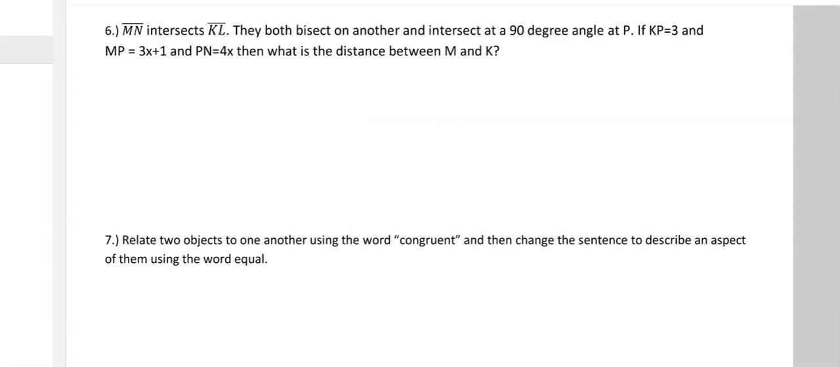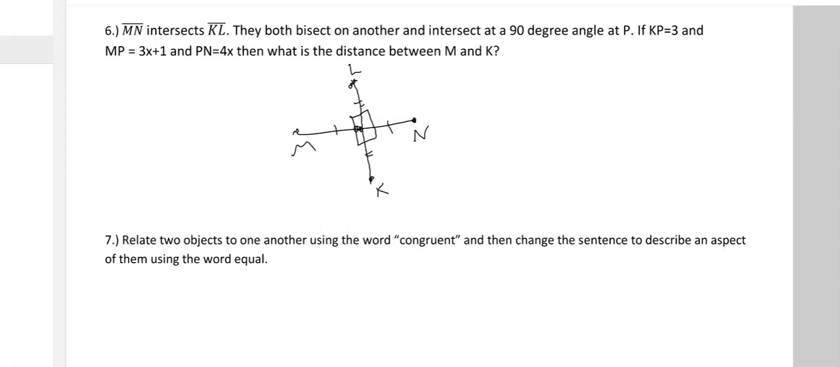So it says MN intersects KL. They both bisect one another, meaning one cuts the other in half, but the other cuts that in half as well. They intersect at 90 degrees at P. Okay, I'm going to try to draw this. So MN is going to be cut in half by this other KL. And it says that they intersect at 90 degrees. Not only that, but this is congruent to this, and that's congruent to that, because they say they bisect one another.